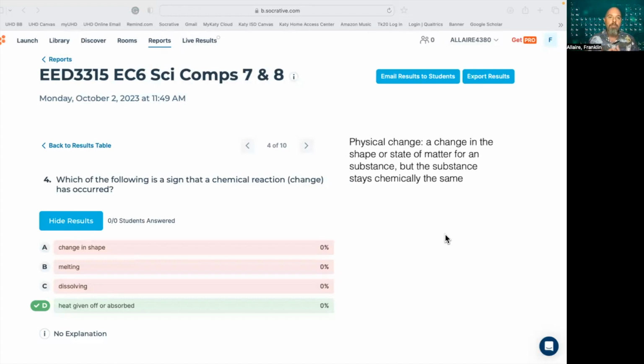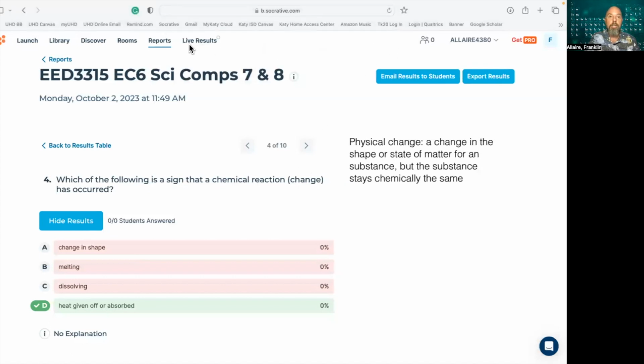All right, dissolving, not necessarily a sign of a chemical reaction. Change in shape, not necessarily a sign of a chemical reaction. If I take a piece of paper and I crumple it up into a ball, I've changed the shape of that paper, but I have not performed a chemical reaction. However, if heat is given off or absorbed, meaning that something is getting hot or it's getting cold, that is an indication usually that a chemical reaction or a chemical change has occurred.